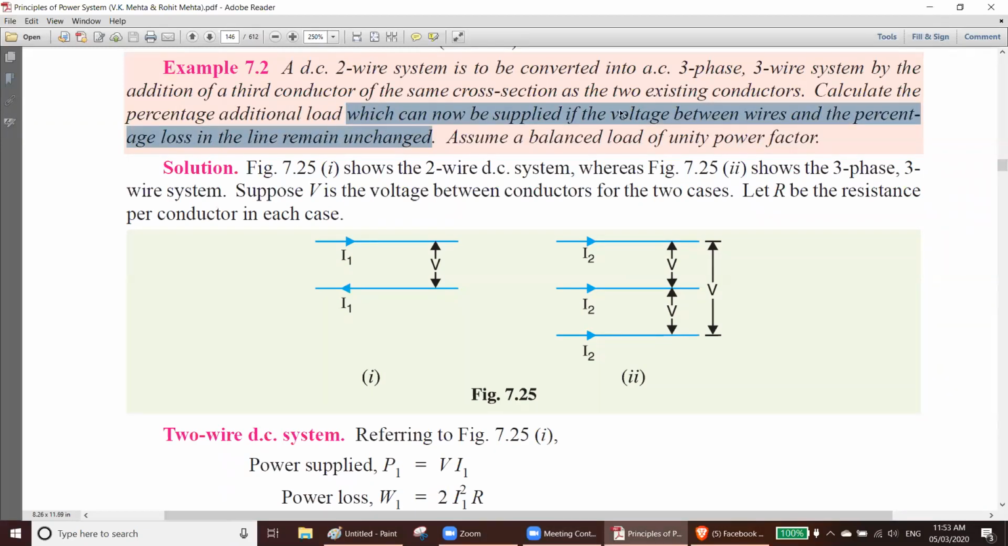That means your voltage and the percentage of loss should be equal or remain unchanged. Assume a balanced load of unity power factor.